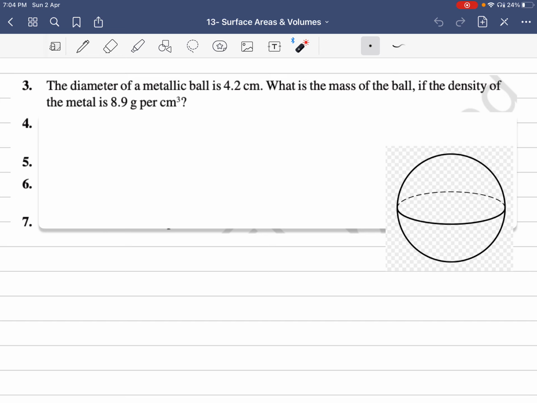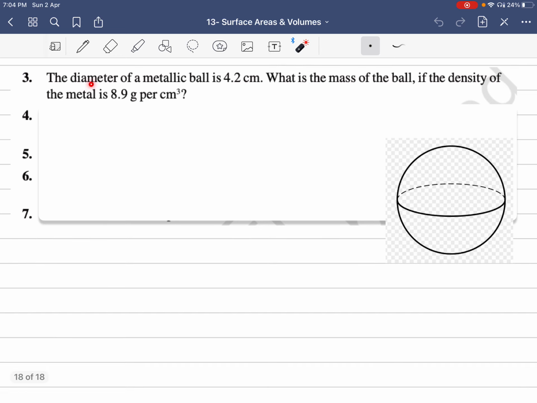So let's read what question number 3 reads. The diameter of a metallic ball is 4.2 centimeter. So assume this is our metallic ball. Let's note down the diameter. The diameter will be this whole line here, and it is given to be 4.2 centimeter. So I'm going to write d is equal to 4.2 centimeter.